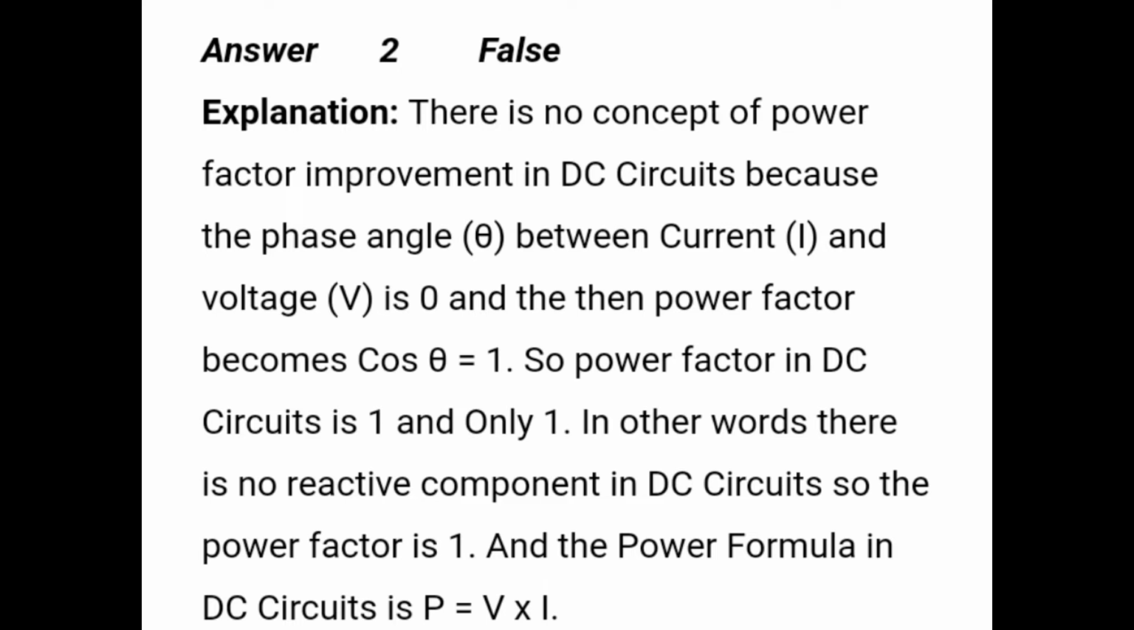Then the power factor becomes cos theta equals 1, means cos 0 is 1. So power factor in a DC circuit is 1 and only 1. In other words, there is no reactive component in a DC circuit, so the power factor is 1. And the power formula in a DC circuit is P equals V multiplied by I. So this is the explanation. Means in a DC circuit we can improve the circuit power factor by capacitor is false.